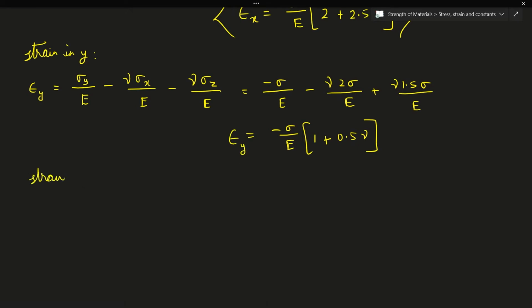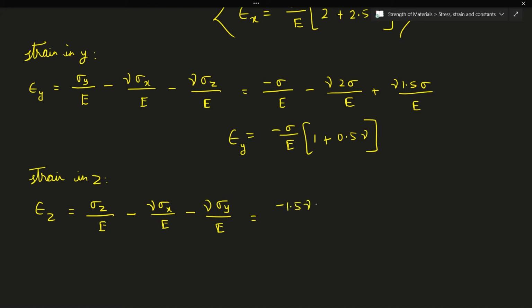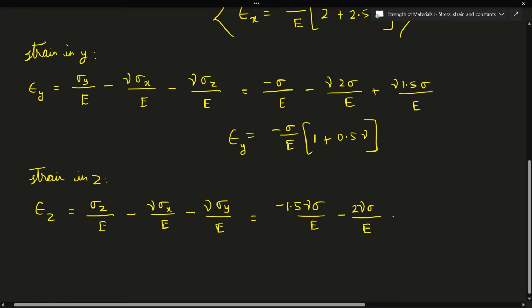So again, the strain in the z direction, epsilon z, will be equal to sigma z divided by E, minus nu into sigma x divided by E, minus nu into sigma y divided by E. If I substitute, this will be equal to minus 1.5 sigma divided by E, minus 2 nu sigma divided by E, and again plus nu sigma divided by E. Now if I simplify this, epsilon z is going to be minus sigma by E into 1.5 plus nu.